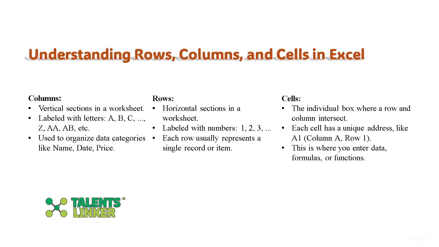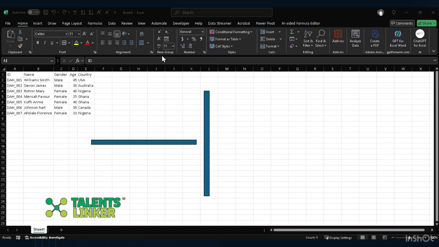While cells are individual boxes where a row and column intersect. Each cell has a unique address like A1, column A and row 1. This is where you enter your formulas or functions. So based on our explanation of columns, rows, and cells, columns are labeled with letters, rows are labeled with numbers, while a cell has a unique address, which is the intersection between a row and a column.